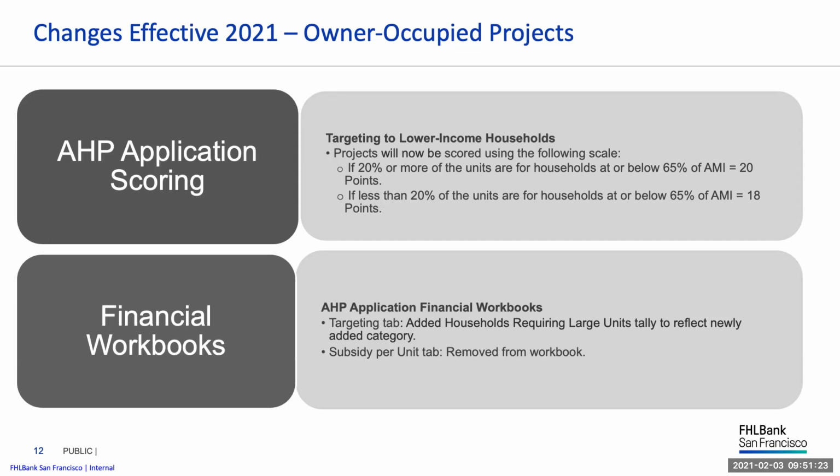For the AHP application financial workbook, the targeting and scoring tab now has a tally for units with 3 or more bedrooms to reflect the large units category. And we've also removed the subsidy per unit tab from the workbook.